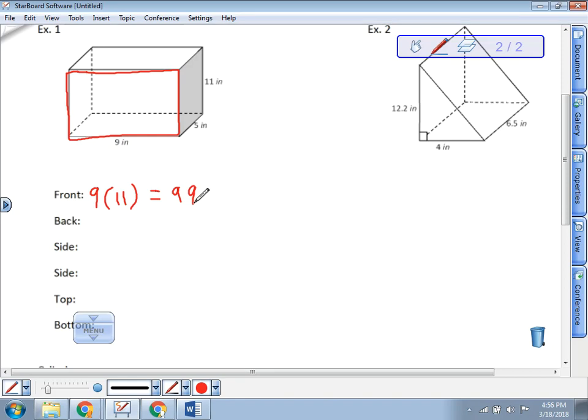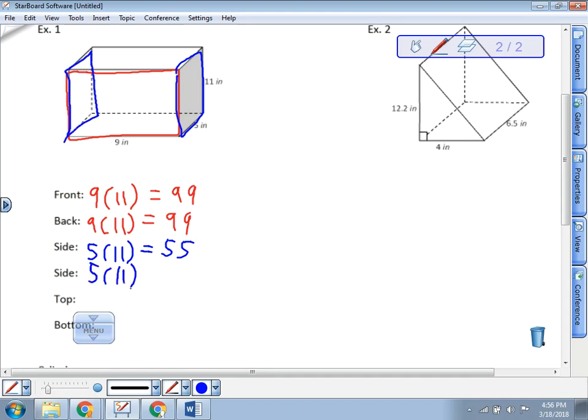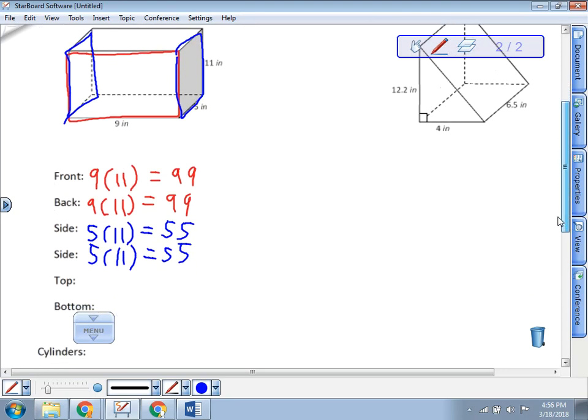The back is the same shape, so again it's 9 times 11, which equals 99. Let's do a side. Here it is. You can see that one is going to be 11 by 5, or 5 by the height of 11. So there's 55. Same with the other side, 5 by 11, 55. And then the top and bottom, I'll do those in green. You can see that's going to be 9 by 5, and there's your 45, there's your 45.